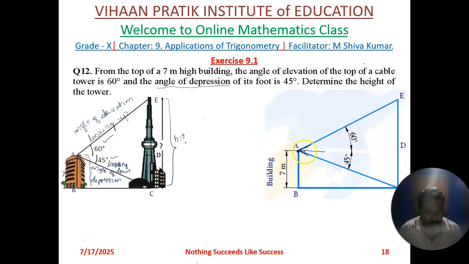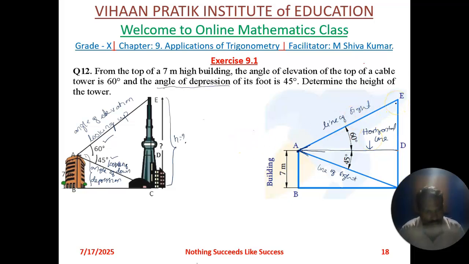With reference to this horizontal line, we refer angle of elevation. Now this is line of sight, looking up. This is also line of sight, looking down. So to look up and look down, we should have a reference, and this reference is called as horizontal line. So with respect to horizontal line only, we measure all the angles.